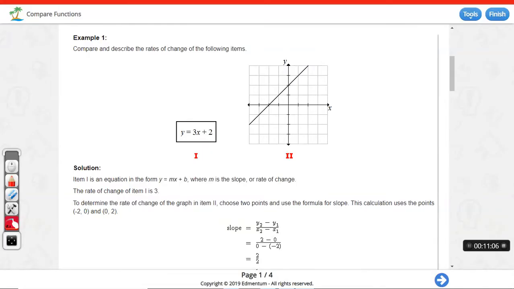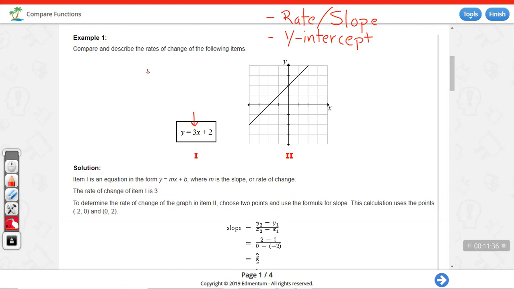So here in example number 1, they're going to ask us to compare and describe the rates of the following items. I'm going to do more than just the rates. I'm going to always compare the 2 items that we typically look at, and that is our rate, also known as our slope, and we're going to also look at the y-intercept. Because you never know what question you're going to get. Here, if they just ask for slope, that's fine, but I want to look at it in a little bit more detail. So let's look at the equation first.